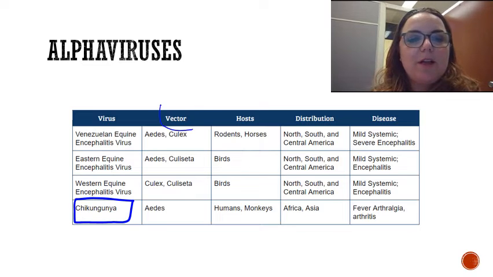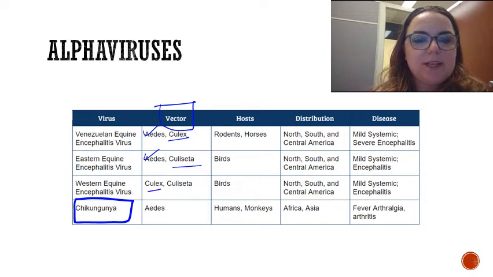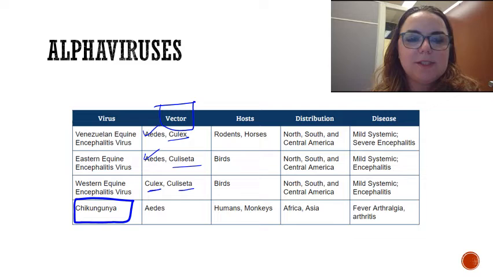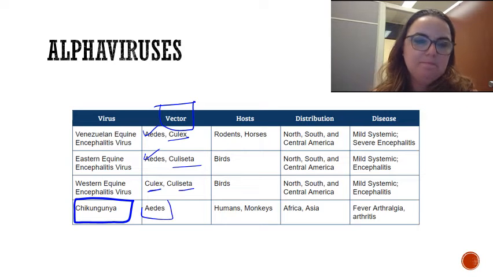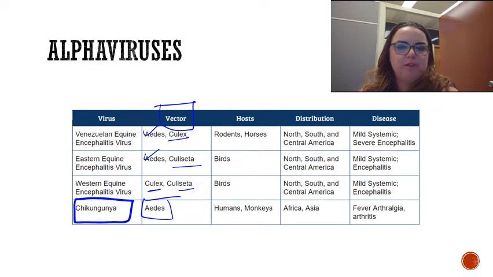First off, they all have a mosquito vector. And Venezuelan and Eastern can use the Aedes mosquito as well as the Culex for Venezuelan and Culiseta for Eastern. Western kind of splits the difference. It takes the Culex from the Venezuelan and the Culiseta from Eastern. Chikungunya actually just prefers Aedes aegypti. These are viruses, again, that as we see those mosquitoes come north, we might expect to see in the United States. The hosts, for the most part, are rodents, but sometimes horses.